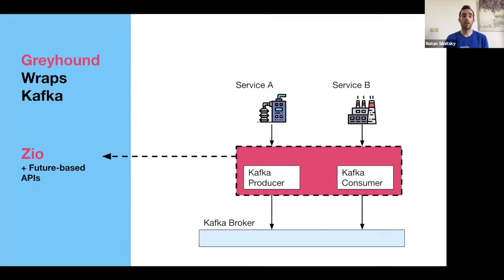We have recently rewrote Greyhound from scratch using the Zio library. For those of you who don't know, Zio is a functional Scala library that offers a composable style of writing code and is optimized for a highly concurrent and asynchronous coding style. So that's really good for using Kafka. And while the library is written in Zio, it also offers Scala future-based APIs because, you know, most of Wix's code is still not written in Zio.